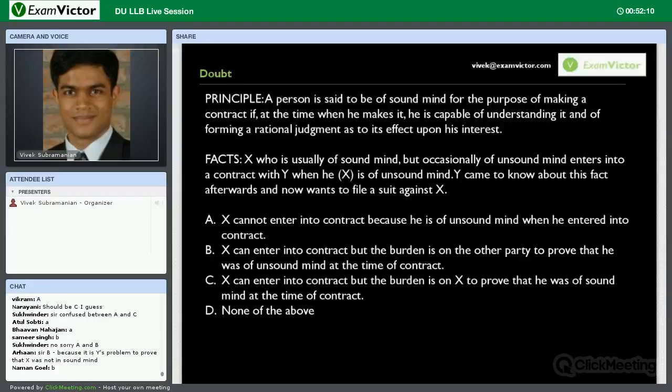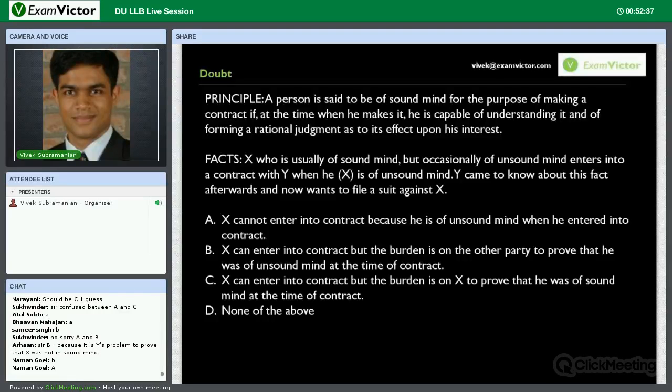So both options B and C are speaking about the burden of proof as to who is to prove the fact of soundness or unsoundness. But in my view, as far as the principle is concerned and as far as the facts are concerned, the question is not regarding as to upon whom the burden of proof is. As a general principle of law, burden of proof is always upon that party which goes to the court and claims something.